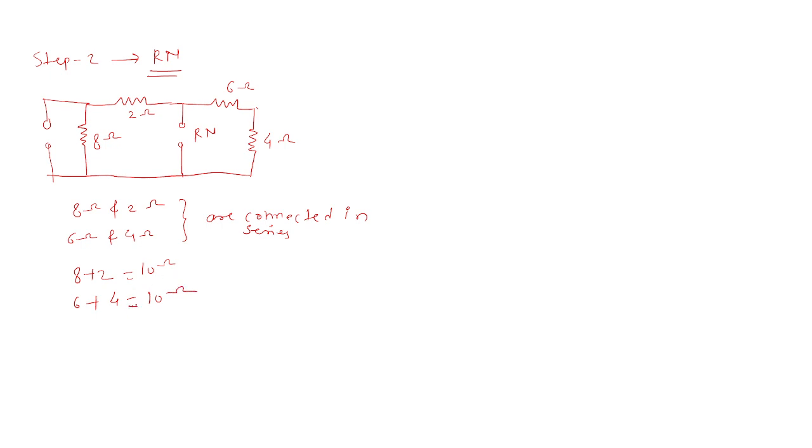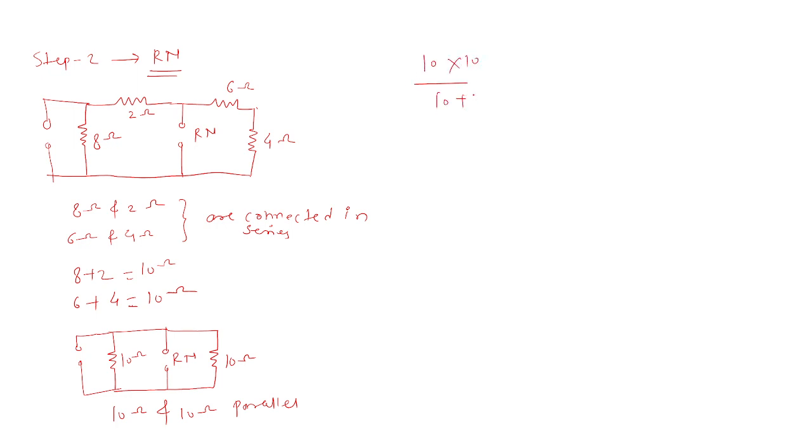So the equivalent circuit will become like this. हे 10 ohm असेल आपलं. Again these 2 points open because this is RN. Again this is 10 ohm. So now tell me, this 10 ohm and this 10 ohm are connected in series or parallel? So it will be 10 ohm and 10 ohm. Yes, series or parallel? Parallel. So these are connected in parallel. So 10 multiplied by 10 divided by 10 plus 10.